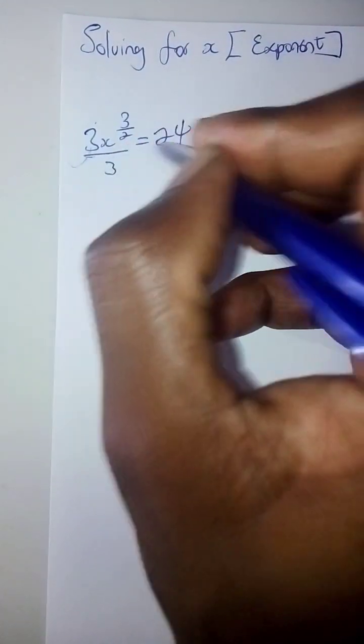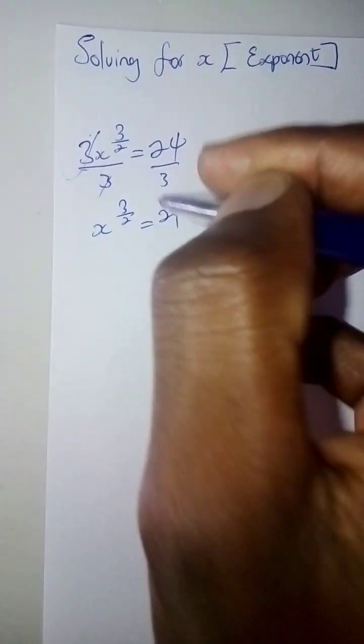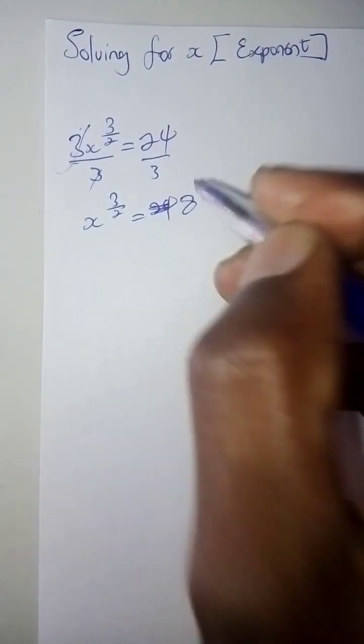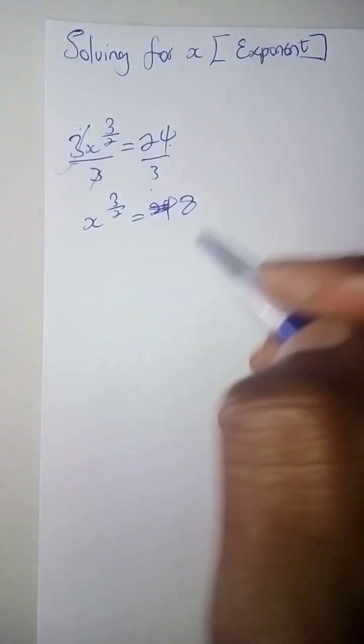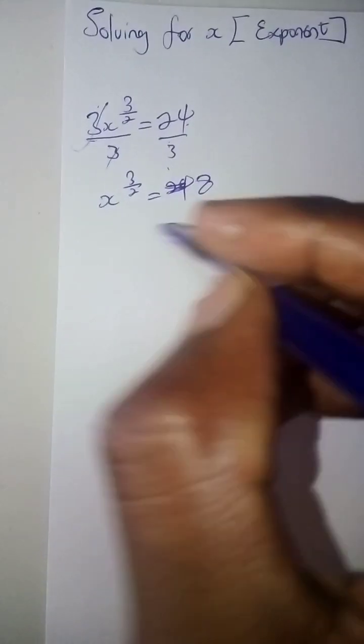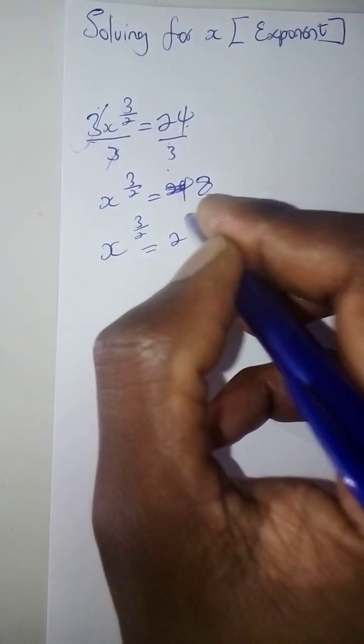So how do we get rid of this? You are going to divide both sides by 3. This will cancel out. So now you have x^(3/2) equal to 24 divided by 3, which is 8. Now the next thing that you're going to do is if you can convert your whole number to its simplest prime factor, then that's exactly what you need to do. So x^(3/2) is equal to 2 cubed.